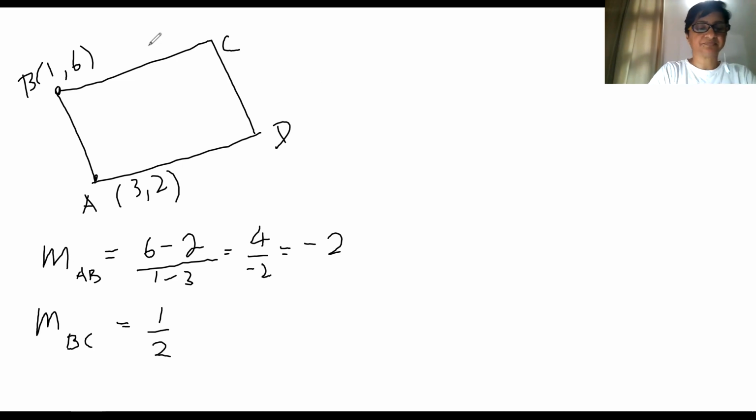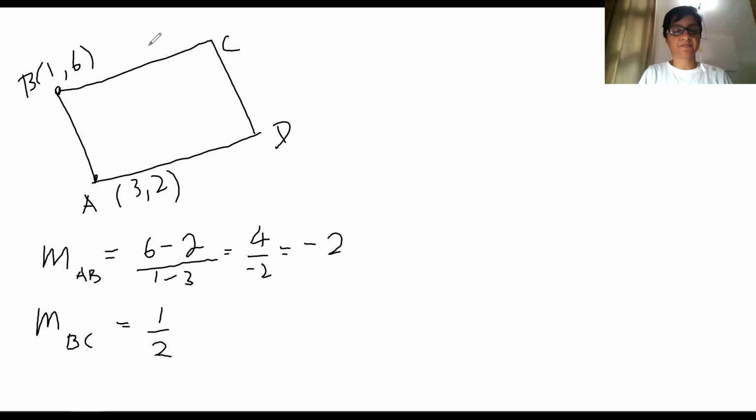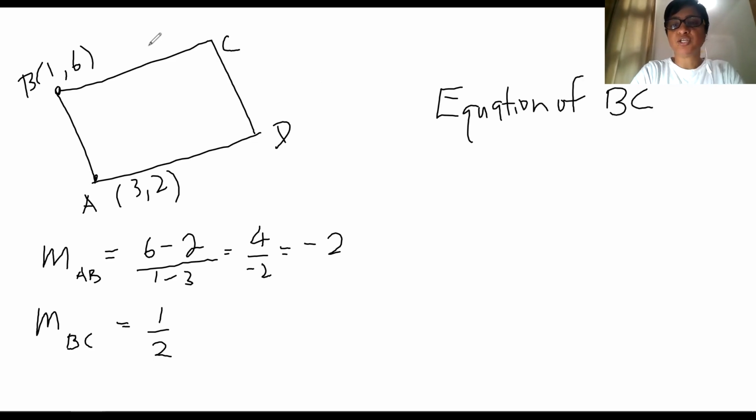So it's half. Now watch how you are supposed to do this, okay? Now you want to write the equation of BC. You have the gradient, you have the slope of BC. And you have a point on BC, 1,6.